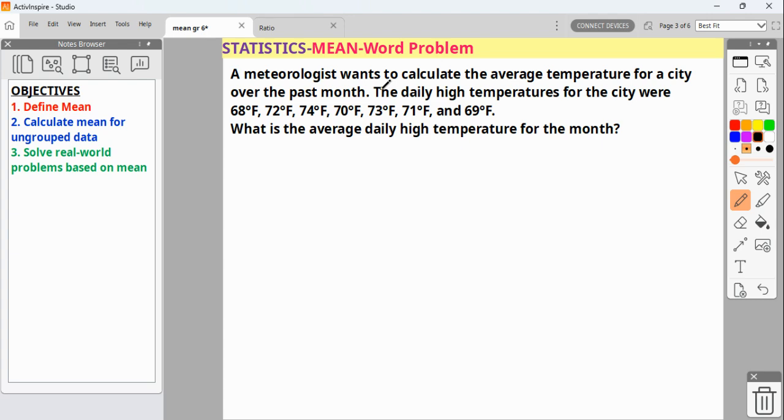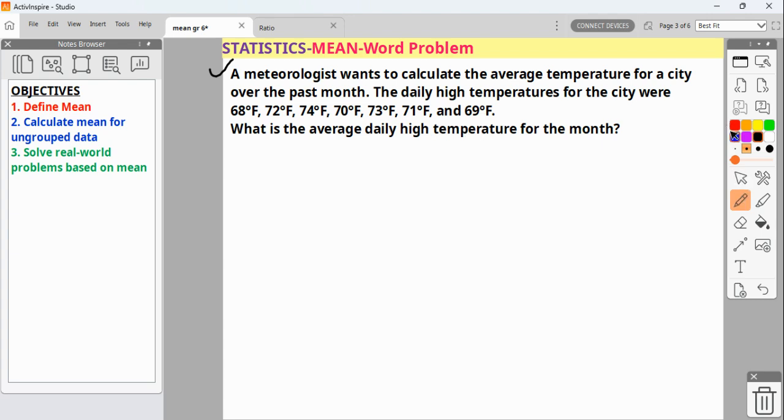Next, let's solve a word problem based on mean that is given here, and our objective number 3 is solve real world problems based on mean. So let's learn. The word problem is given. A meteorologist wants to calculate the average temperature for a city over the past months. The daily high temperatures for the city were 68 degrees Fahrenheit, 72 degrees, 74 degrees, 70 degrees, 73 degrees, 71 degrees, and 69 degrees. What is the average daily high temperature for the month?